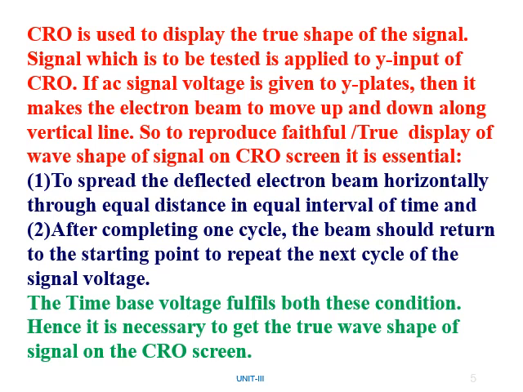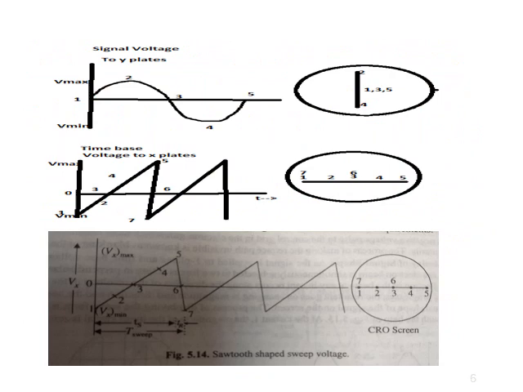And after completing one cycle, the beam should return to the starting point to repeat the next cycle of the signal voltage. So both these conditions are fulfilled by the time base voltage. Hence, time base voltage is given to the X plates internally, and it is necessary to get the true shape of the signal voltage. Okay. So how are we getting the display of the true shape of the signal voltage on the screen, that is discussed in the diagram.